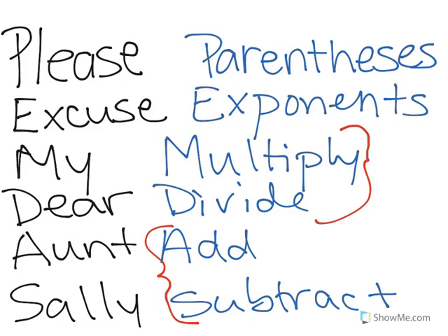So multiplication and division are done in order from left to right in which they appear. So you don't do multiplication before you do division, you do them in the order in which they appear. Then the same holds true for adding and subtracting. You do addition and subtraction from left to right, not in the order of addition and then subtraction.